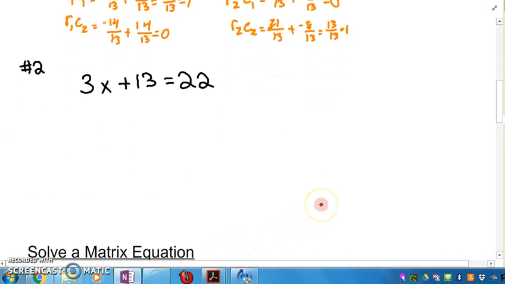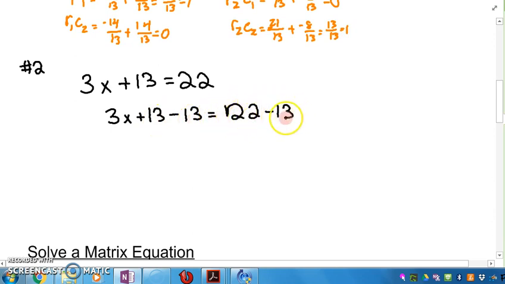You should all be done with this problem, and here's what I wanted you to look at. To get rid of that 13, because our goal is to isolate the x value, you were going to subtract 13 from both sides. But we subtract 13 from both sides. And what happens when you have 13 minus 13? Well, it becomes 0, and we don't write 0 in the equation. So we get 3x equals 9.